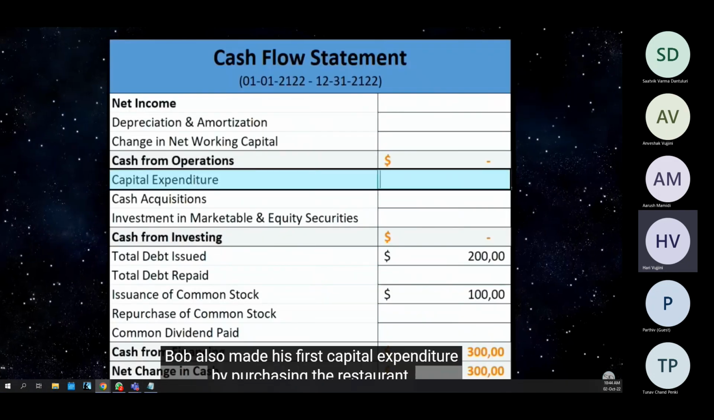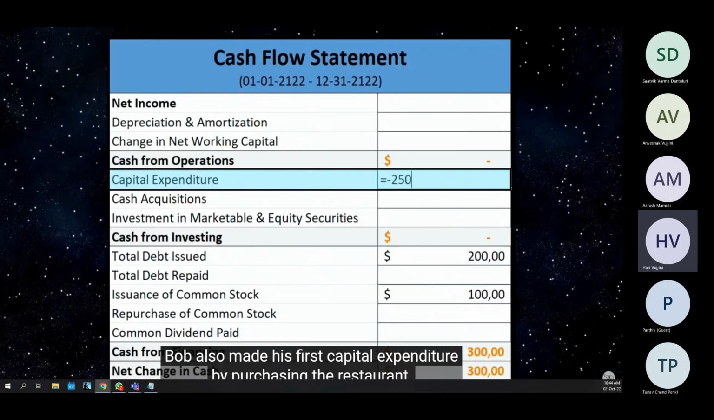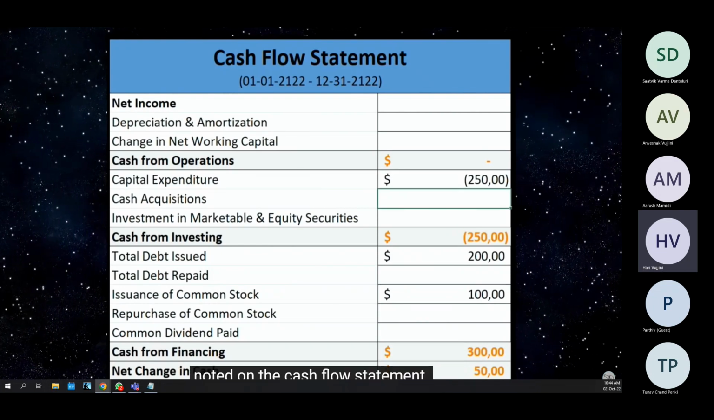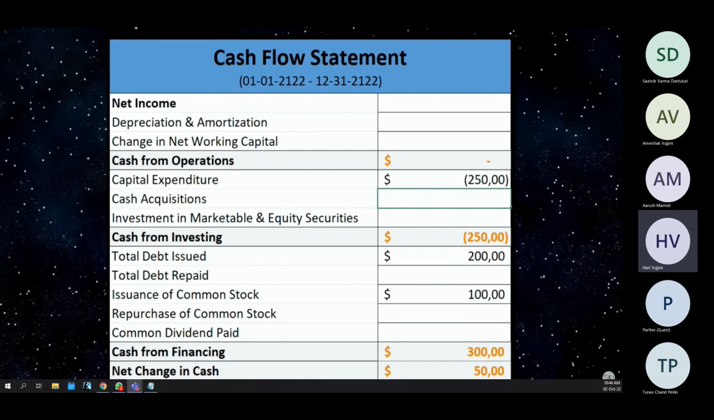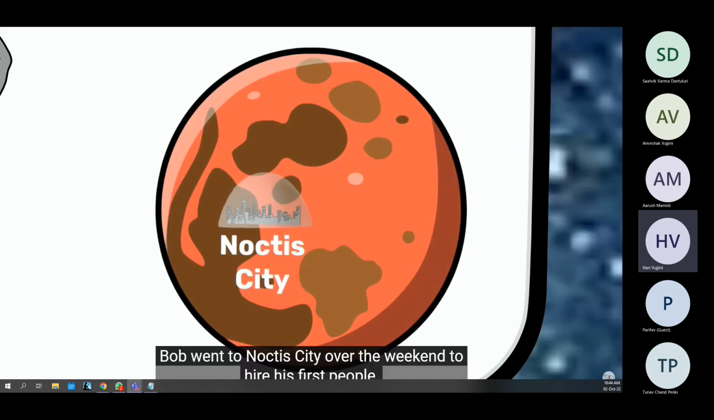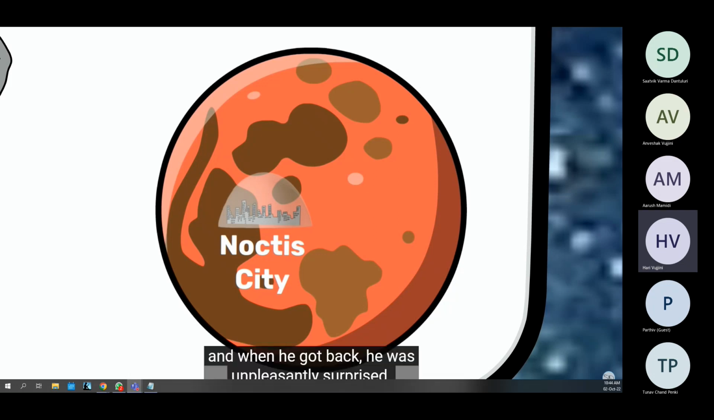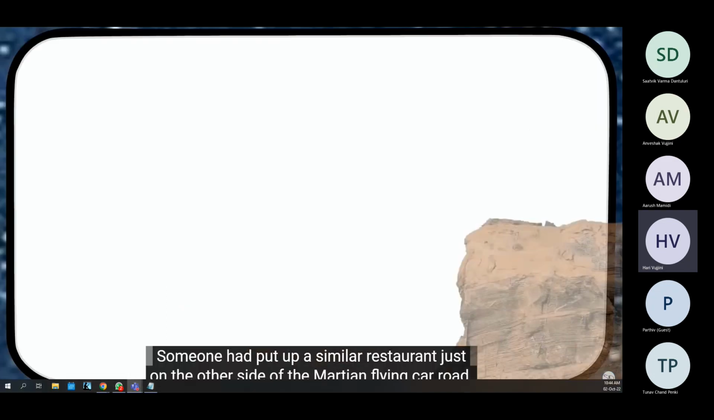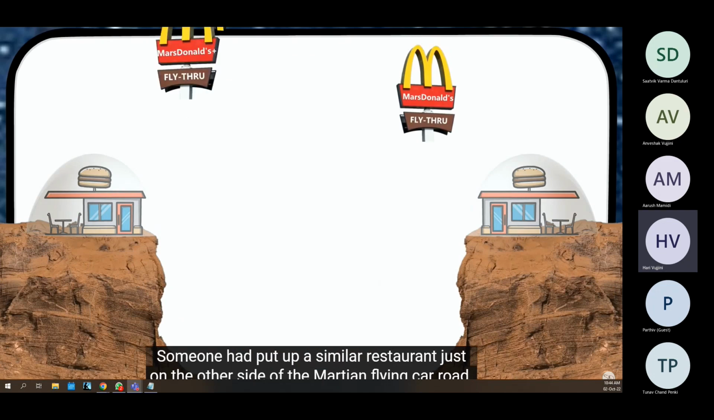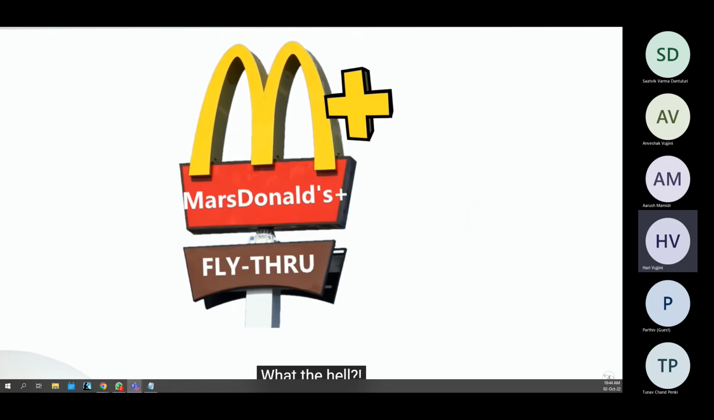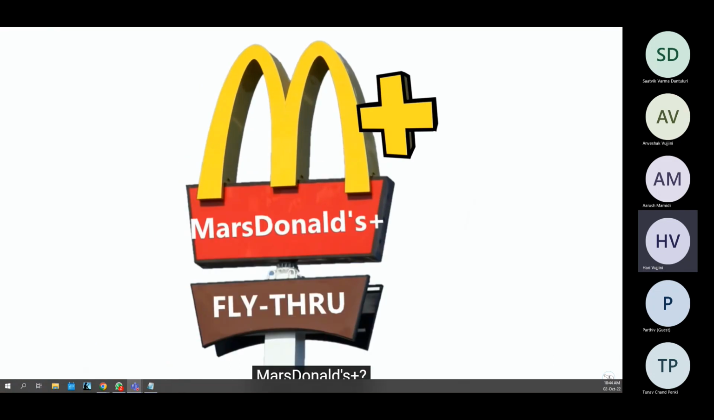Bob also made his first capital expenditure by purchasing the restaurant, noted on the cash flow statement. Soon we'll be there. Bob went to Noctis City over the weekend to hire his first people, and when he got back, he was unpleasantly surprised. Someone had put up a similar restaurant just on the other side of the Martian flying car road. What the hell? Mars Donalds Plus?